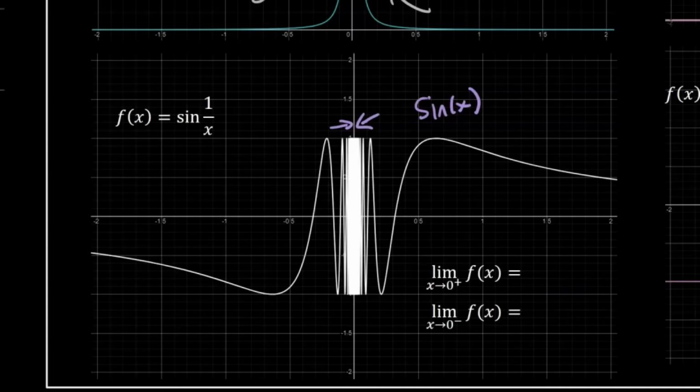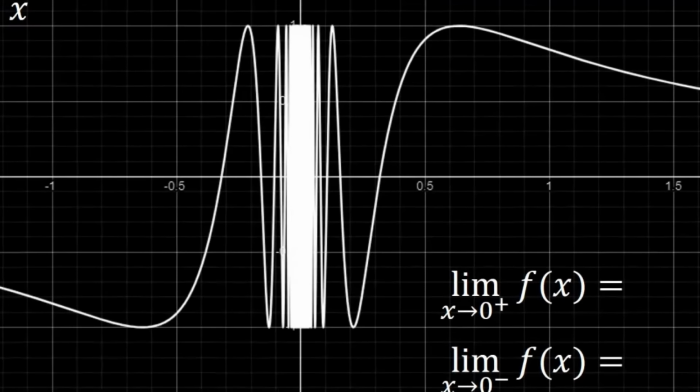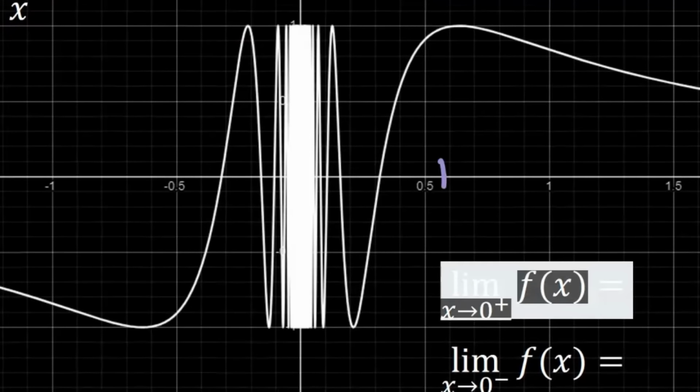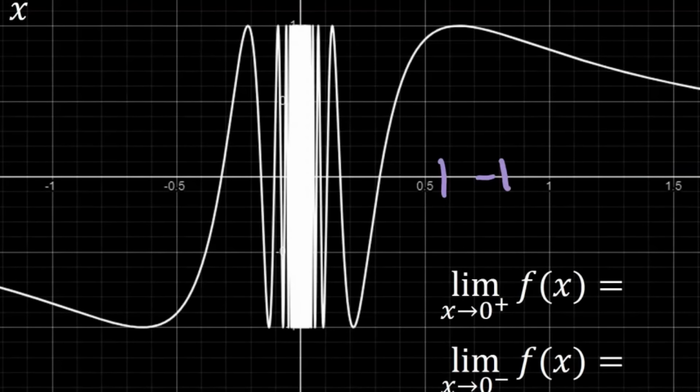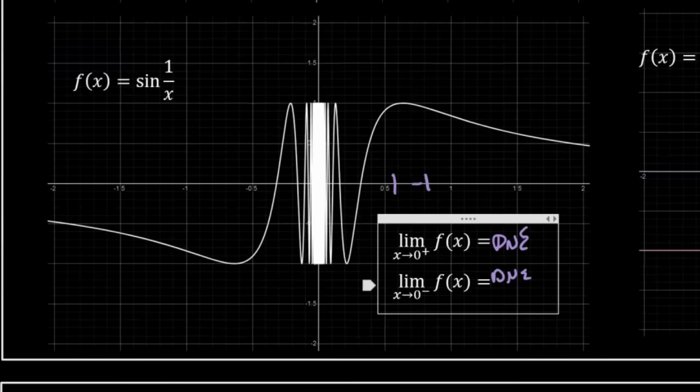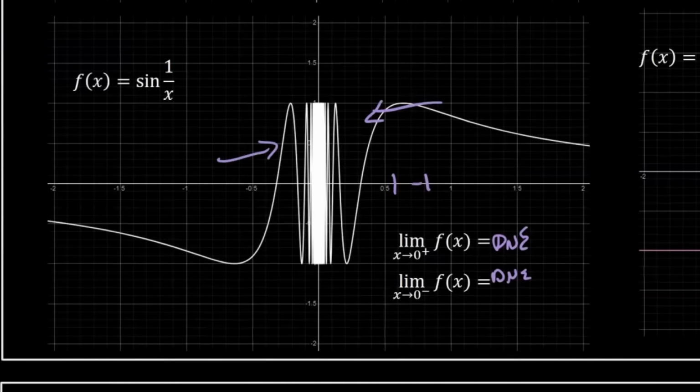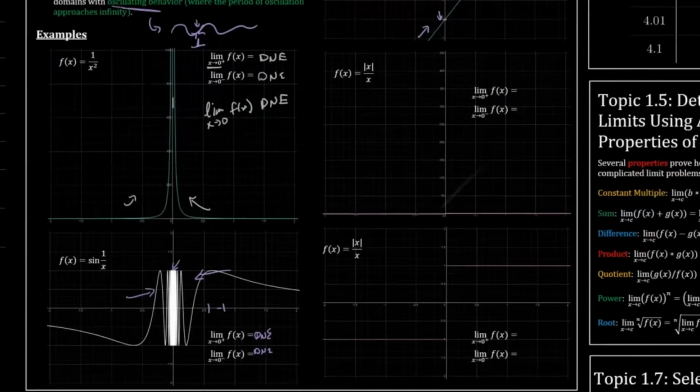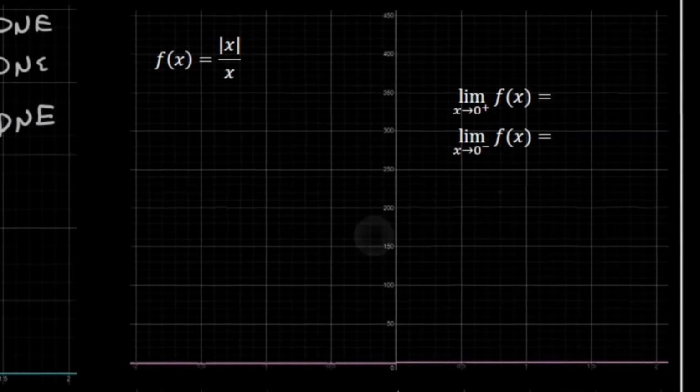From here, we see that we can't really figure out where it's going, right? It's anywhere between 1 and -1. It could be anything, right? So this doesn't exist either, and this also doesn't exist. From both sides, whichever way we approach this function as we get to 0, we can't tell what this limit is, right?